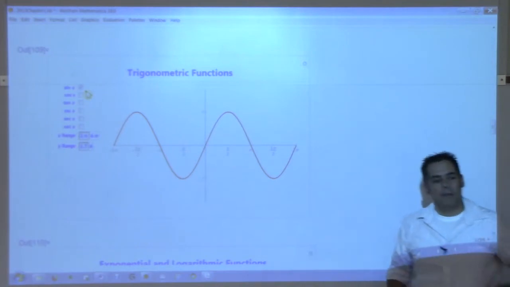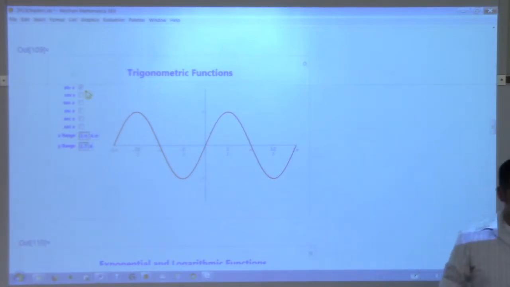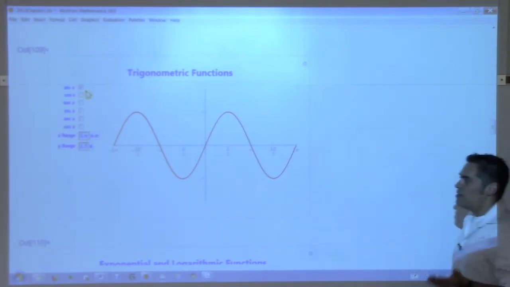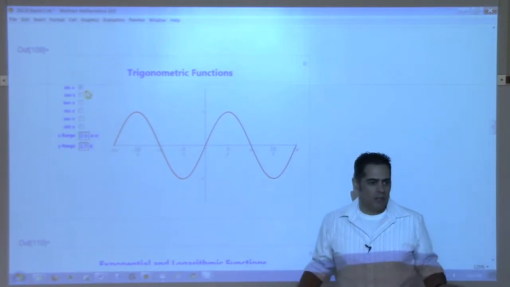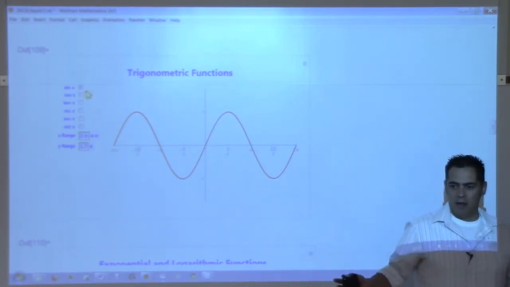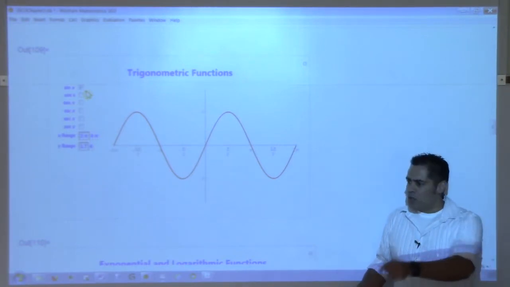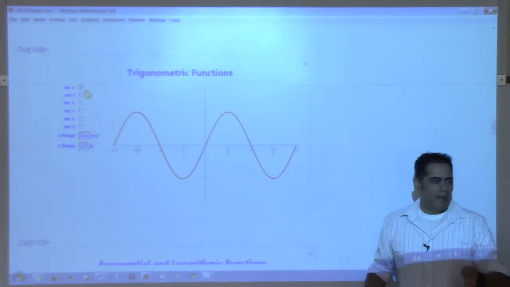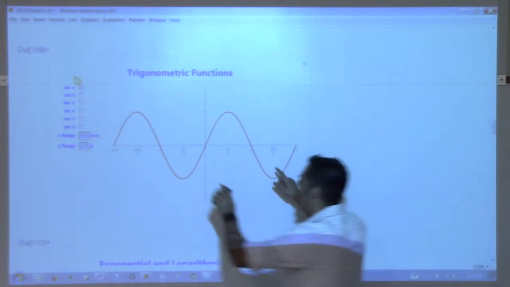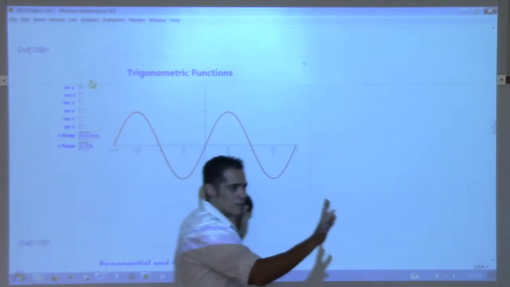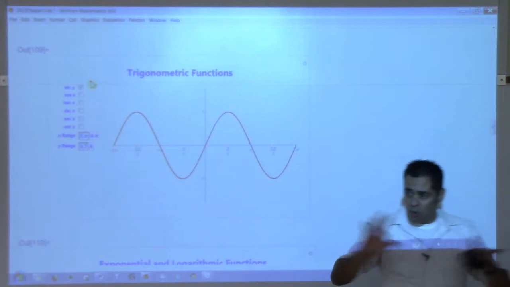Is there anything you can't plug into the sine function? Like if I asked you to do sine of negative 3042, you could? Yes. Yeah, right? If I ask you to plug in sine of pi, you could, right? There's no number you can't plug in. So the domain of sine is everything. In other words, this graph continues in both directions forever, right? So the domain is all real numbers.